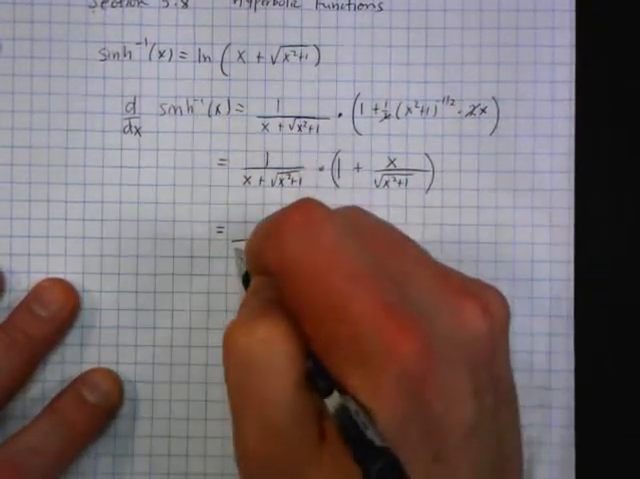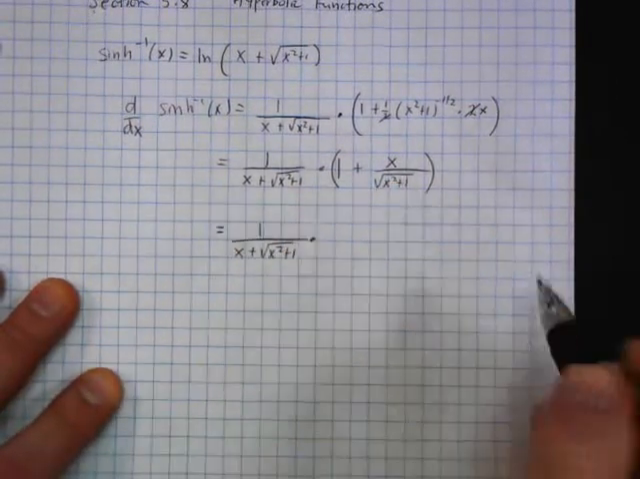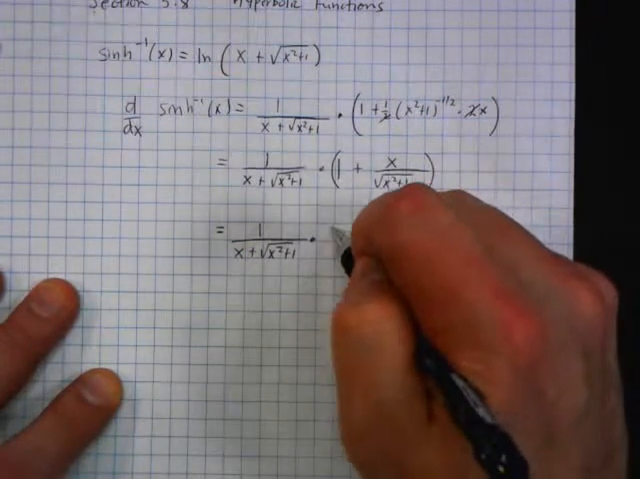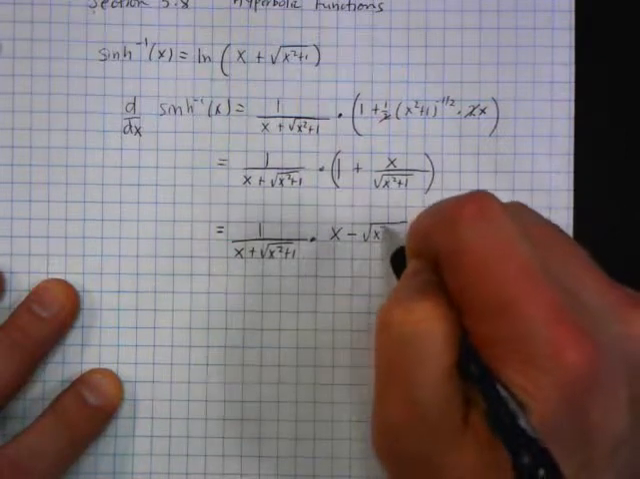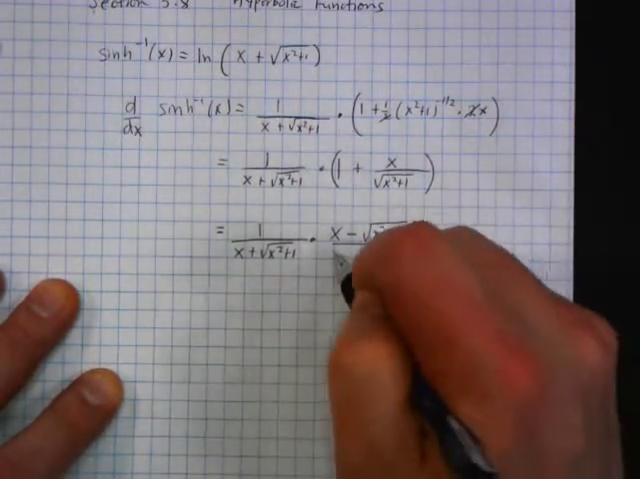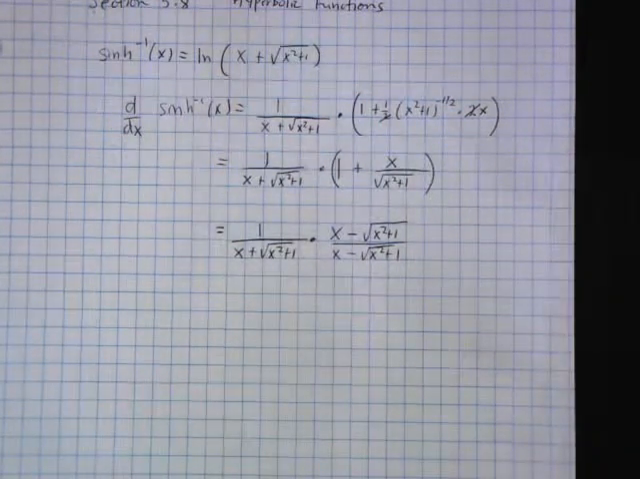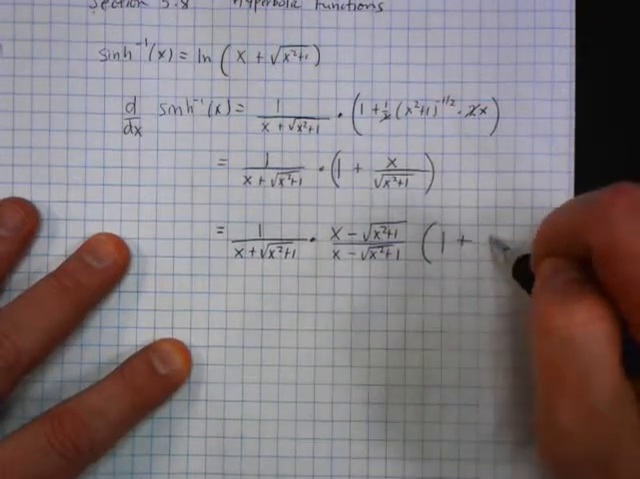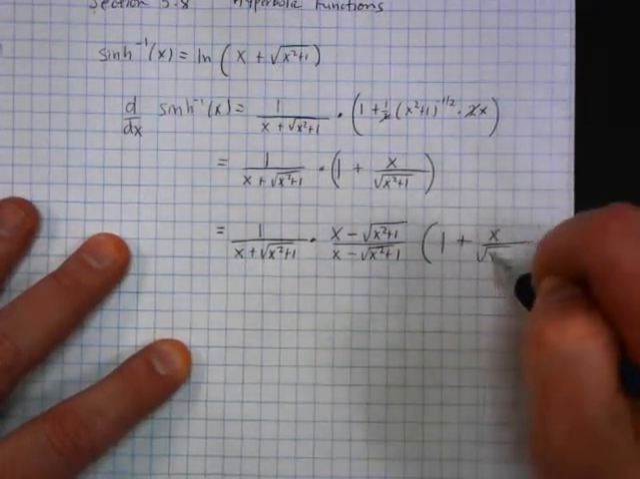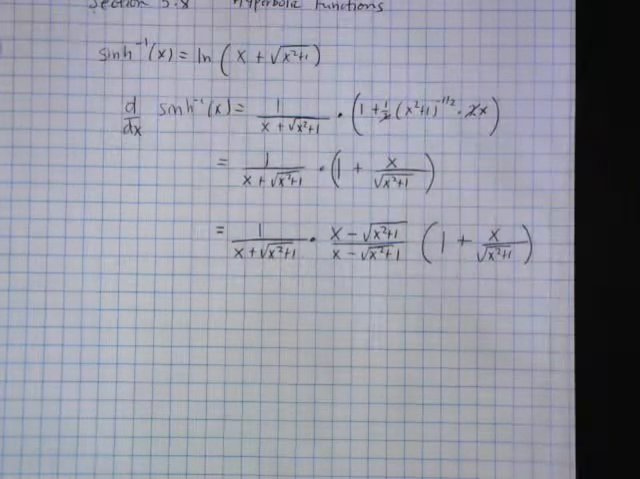1 over x plus the square root of x squared plus 1. I'm going to take this and I'm going to multiply top and bottom by x minus the square root of x squared plus 1. What's that? That's the conjugate. I'm going to multiply top and bottom by the conjugate. And then, of course, I still have all this other stuff over here: 1 plus x over square root of x squared plus 1. Let's see if that helps at all.